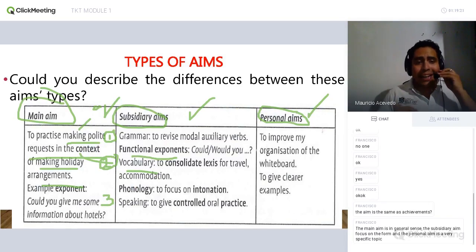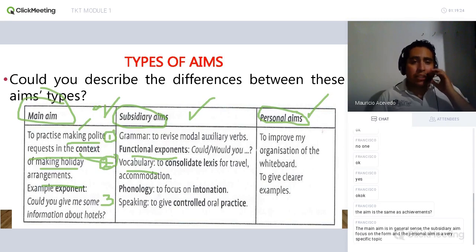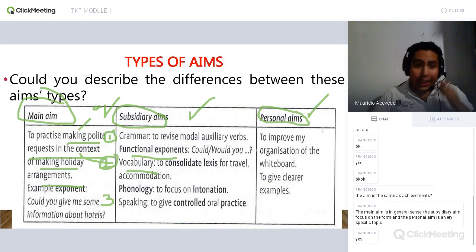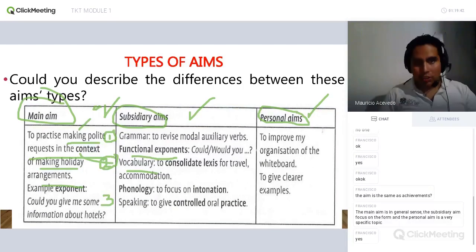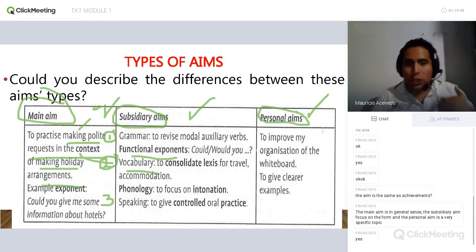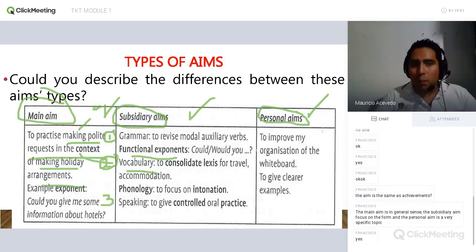So most main aims, and this is a recommendation for you, Francisco, I don't know if you write lesson plans in English. Do you write lesson plans in English, Francisco, or are they in Spanish? Maybe, Francisco, this time you can add these aims. Main aim is making polite requests, that's the action. For what? For making holiday arrangements. So it's a context. And then you give the example: could you give me some information? So most main aims have this.